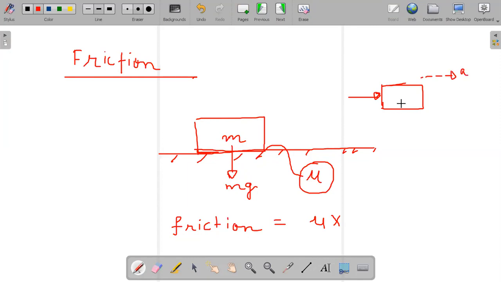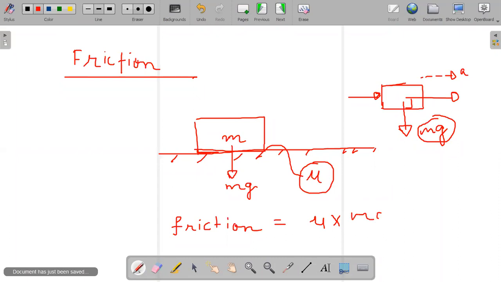With acceleration A, and your normal force, that is force due to its own weight, is in downward direction. You can see that if this is the direction of your motion and this is the normal force, then these are perpendicular. That means this is the normal force, mu into mg. This is called friction. Okay.